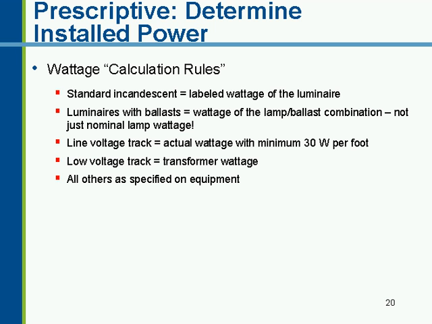If you have line voltage track, the requirement is the actual wattage of the heads you're going to put on the track, or a minimum of 30 watts per foot. So you calculate the heads you've got, calculate 30 watts per foot. Whichever is higher, that's the value you have to use for line voltage track. If you have low voltage track, it's just the transformer wattage rating that's applied to that piece of track that you have to use. Anything else besides those, it's the specified manufacturer's rating on the equipment that you would need to use. Again, these are just the rules you apply for each of the different luminaires in calculating the wattage you're going to put into your space.